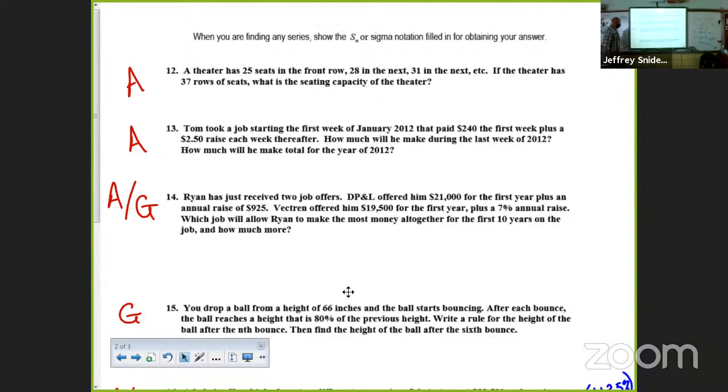Okay? Who wants to give me the answer to number 12? What is the seating capacity of the theater? Miss Ford, do you have that? I got 133 seats. 133? It sounds a little small. Because if there's 37 rows and the first one has 25, maybe you found what was in the last row. Did you find a series or a sequence? Oh, I did what was in the last row. Sorry. That's okay. I was just going to say that. That's fine. Okay. Owen?